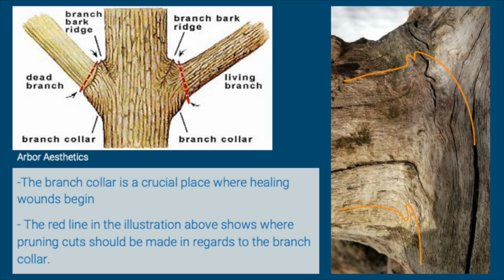On the upper side of the branch, you can see pointed out the branch bark ridge, and that's a sign of a good branch attachment. As the stem and branch grow, the inner fibers layer on top of each other. This pushes and compresses the bark between the two, forming the branch bark ridge.